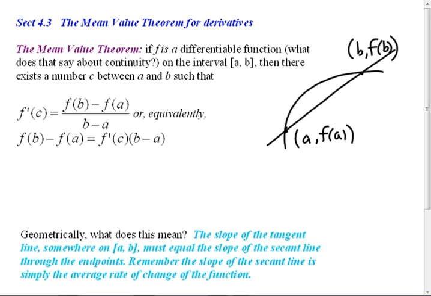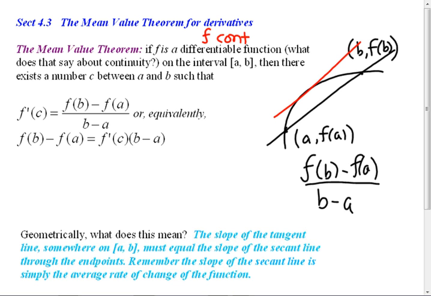So we know how to find the slope of that. f of b minus f of a all over b minus a. Okay? And somewhere in here between a and b, you have to be able to draw a line tangent to this, provided that I have a continuous function and it has to be differentiable on the interior. This is not typed correctly. So f is continuous on a closed interval and differentiable only on the interior. I don't care about the endpoints.